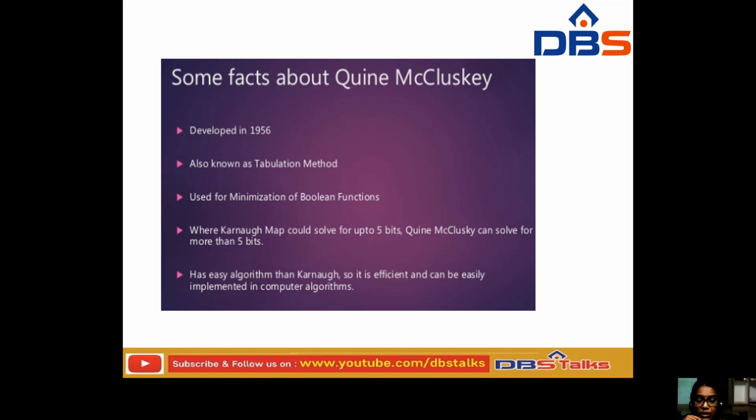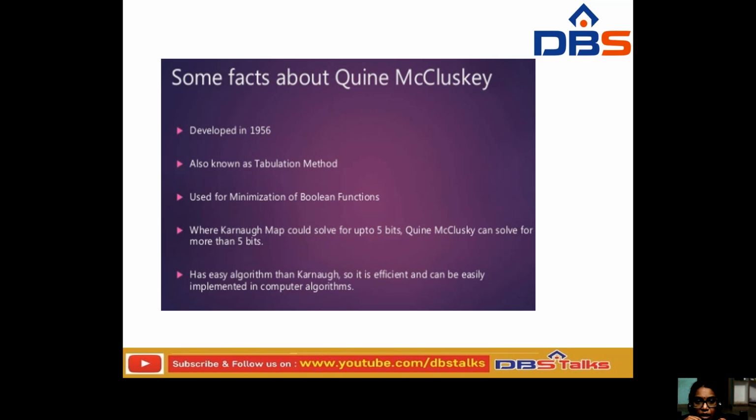How are we going to minimize the Boolean functions? It is not a simple tabulation, it is not simply in the form of tables. It is used only for the minimization of Boolean expressions. But if it is in K maps, we can simply solve up to 5 bits, and more than 5 bits also we can solve.